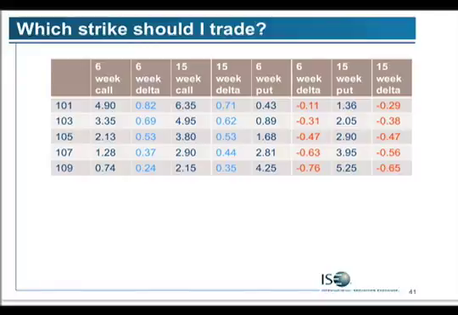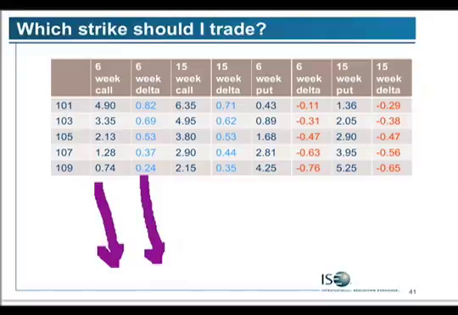And again, this makes sense, the cost is going down, but my deltas are also going to move down. So what might you look at? The at the money is what we might all start looking at. The 6-week at the money option traded for $2.13.